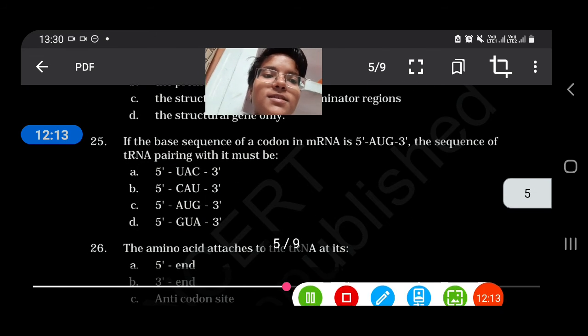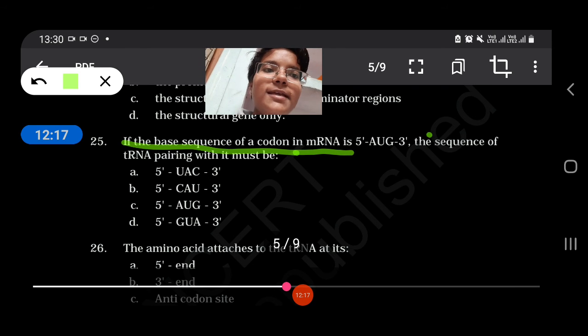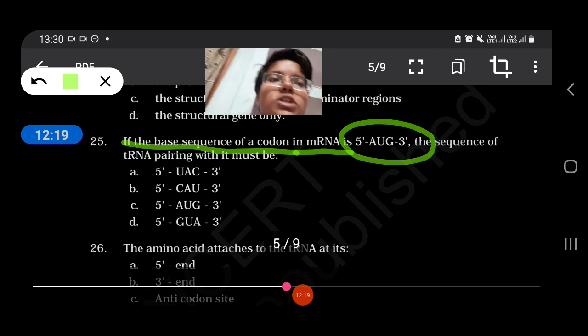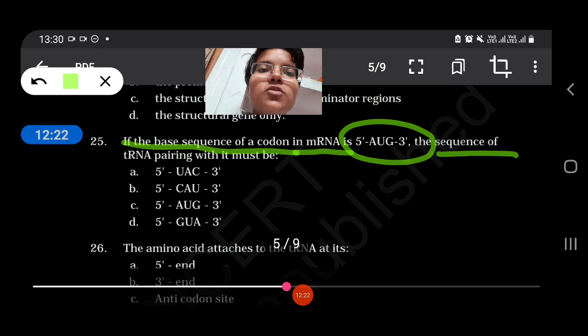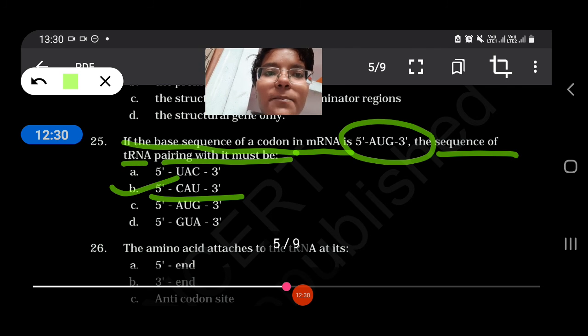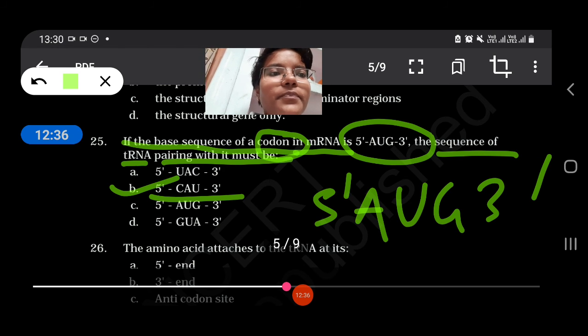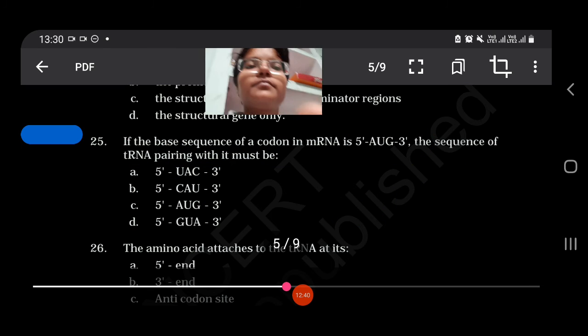If the base sequence of a codon in mRNA is 5' AUG 3', the sequence of tRNA pairing with it must be 5' CAU. How? I will show you. The base sequence of the codon is 5' AUG 3'.